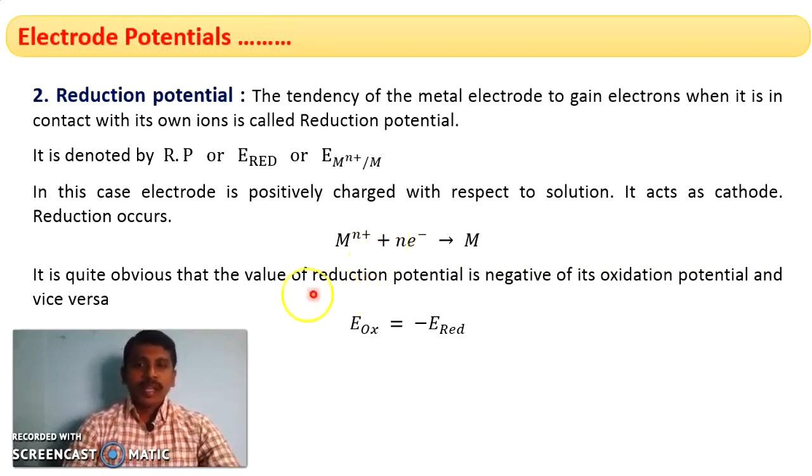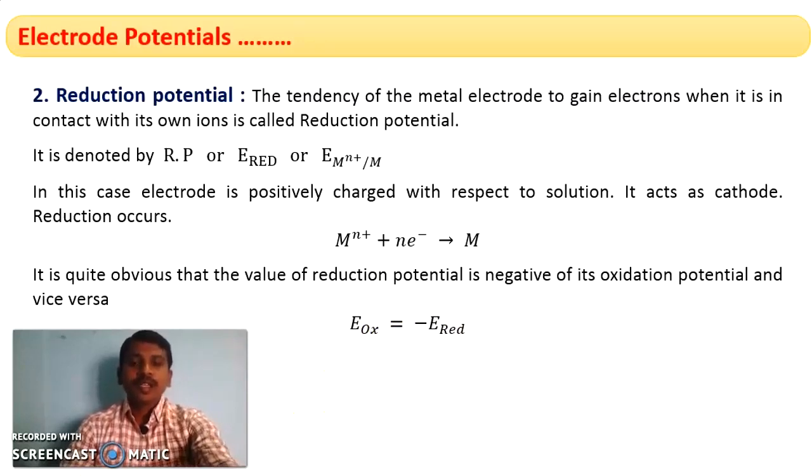An important point here is that the value of reduction potential is the negative of its oxidation potential, and vice versa. Oxidation potential value and reduction potential value are the same in magnitude but opposite in sign. So we have the formula E_ox is equal to minus E_red, or E_red is equal to minus E_ox. This is about the different types, that is oxidation potential and reduction potential.